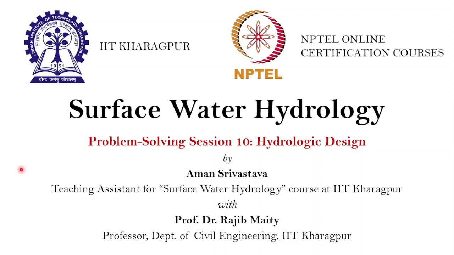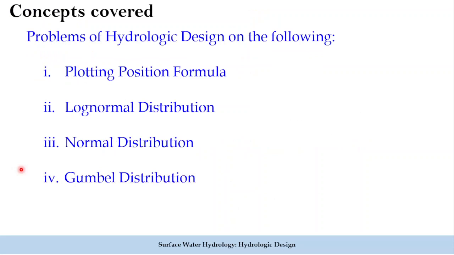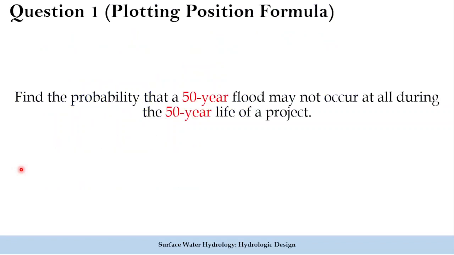Today in this session we are going to solve some numerical problems on hydrologic design concepts. In this lecture we will be focusing primarily on four types of numerical problems, namely for plotting position formula, log normal distribution and Gumbel distribution. So let us start solving problem on plotting position formula.